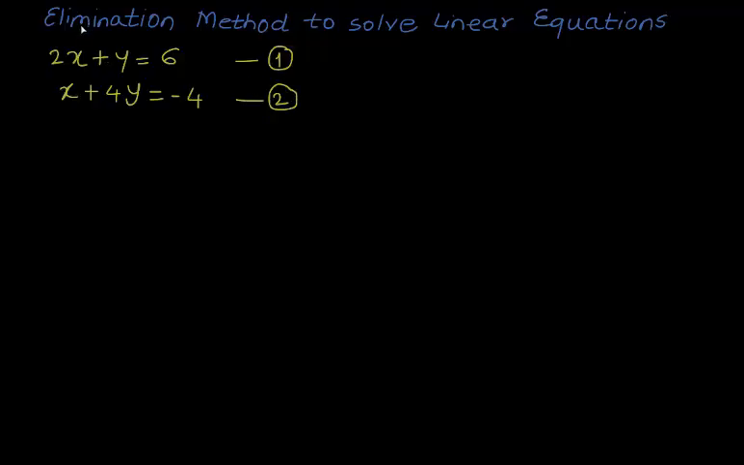Now in the elimination method, we have to remove one variable from the equations. That means if we remove x, the equation will be in variable y only and we will get the value of y. Now if you want to remove the variable x from the first equation, what do we have to do? We have to subtract 2x from the left hand side. That will eliminate the variable x.